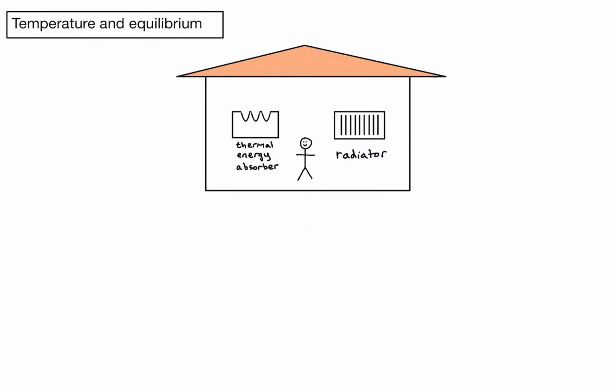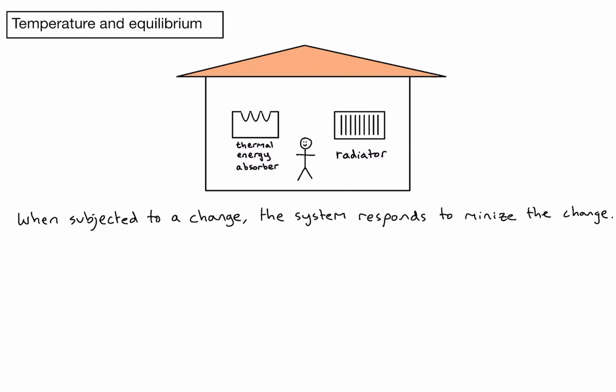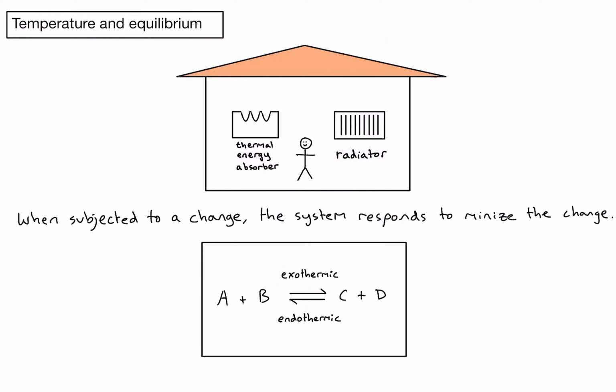And how does that relate to chemistry? Well, in chemistry we come across something called Le Chatelier's principle, which states that when we subject a system to a change, the system responds to minimize that change. So let's consider a kind of chemistry example. Let's take a box containing some gases. We've got A and B are my reactants, C and D are my products, and importantly we need to know which direction in my reversible reaction is exothermic and which is endothermic.